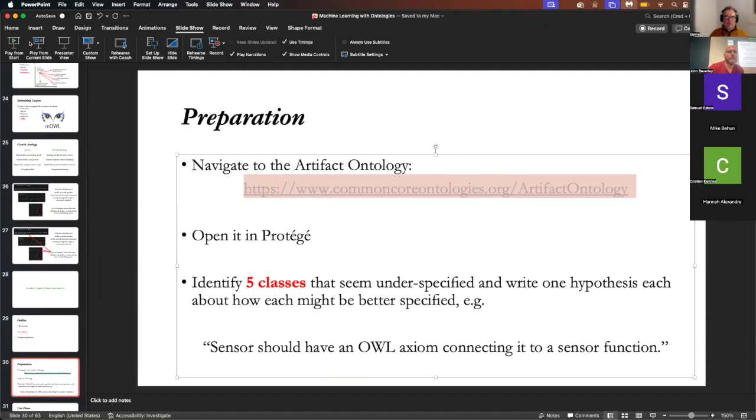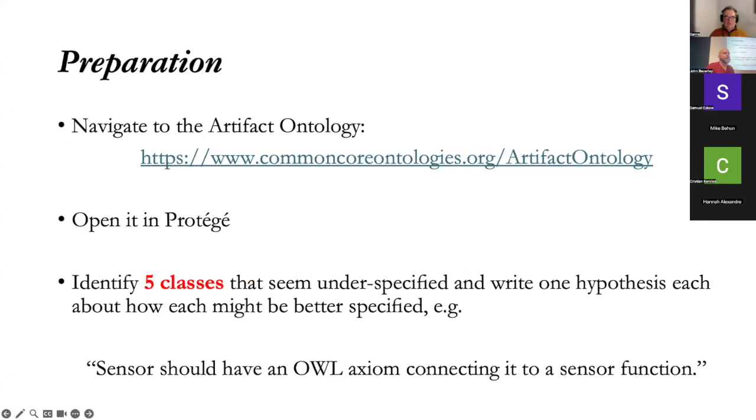I want you to open this in Protege and identify 5 classes that seem underspecified. Then write one hypothesis each about how each might be better specified. For example, if you're looking at the class sensor, you might think it'd be really cool if this had an OWL axiom connecting it to a sensor function, stuff like that. It shouldn't be that challenging to provide examples of these hypotheses because CCO is so underspecified. But go forth and do this, and then we will share what we came up with.